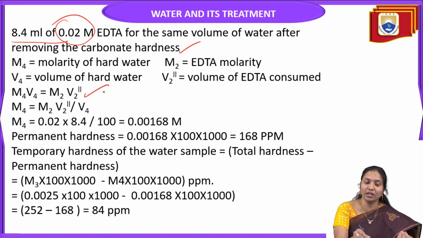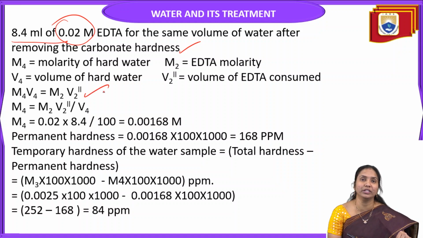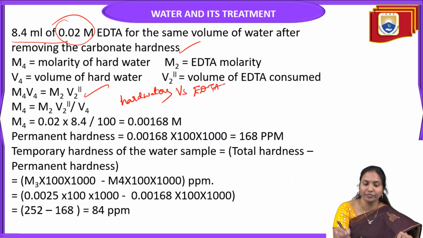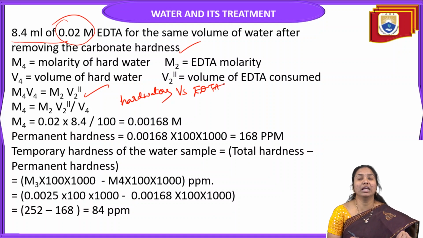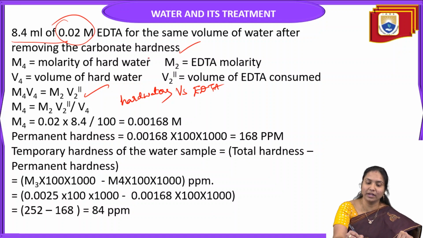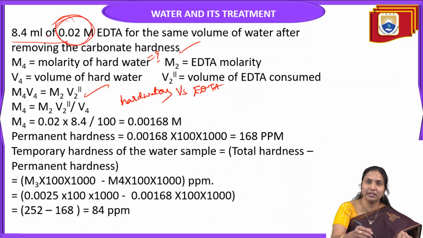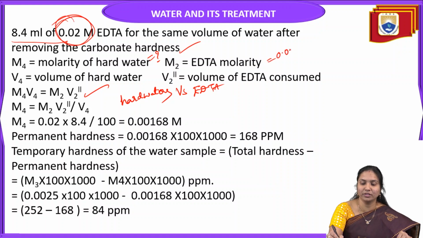So here we are using the formula M4V4 equal M2V2. So M2V2 related to EDTA and M4V4 related to hard water. So hard water versus EDTA. So here M4 is the molarity of hard water. We have to find out, so put the question mark. And M2 is the molarity of EDTA. So already given in the data, its value is 0.02 m. Molarity of EDTA is 0.02 m.